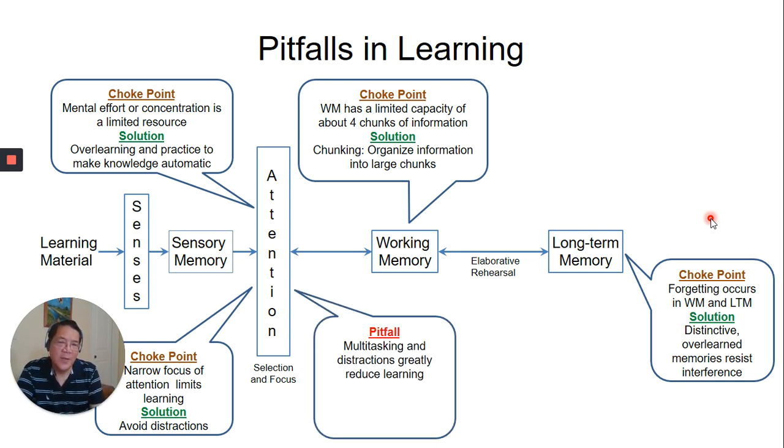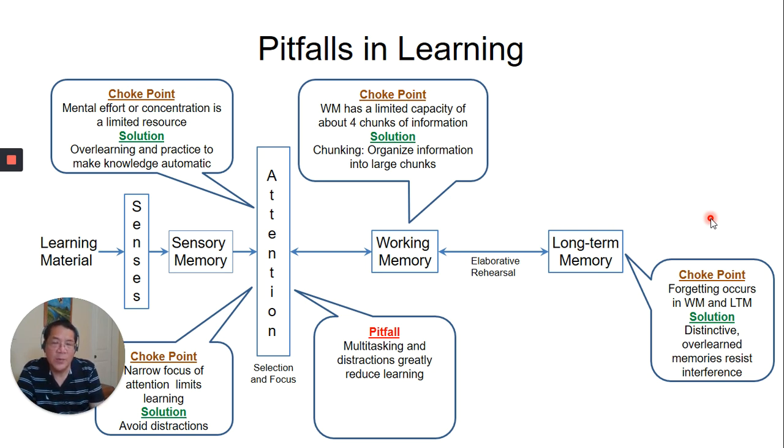The first pitfall has to do with attention, and it has to do with multitasking, either trying to switch from one task to another, or doing multiple tasks at the same time, or trying to pay attention to multiple sources of information at the same time. Multitasking is very harmful for learning. It really undermines learning. We are not built to multitask.